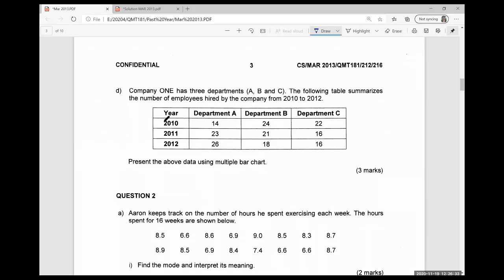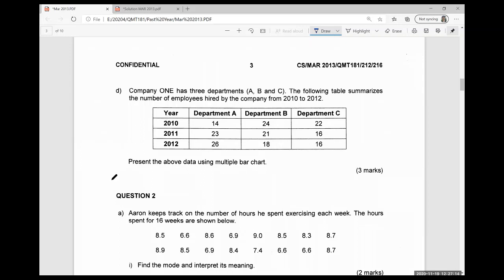So if you are comparing between departments across years, that means you have to put the year as the x-axis. However, if you are comparing the performance of each department from year to year, it is better for you to have the departments as the x-axis. So the choice of whether year or department on the x-axis depends on your way of perceiving the information.